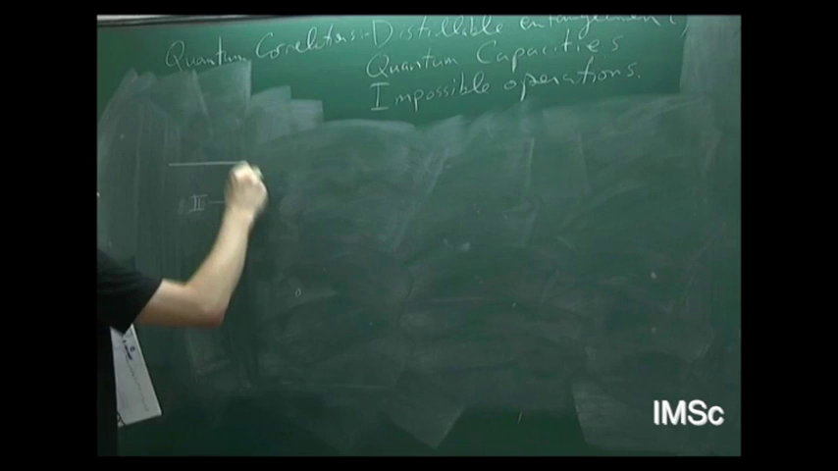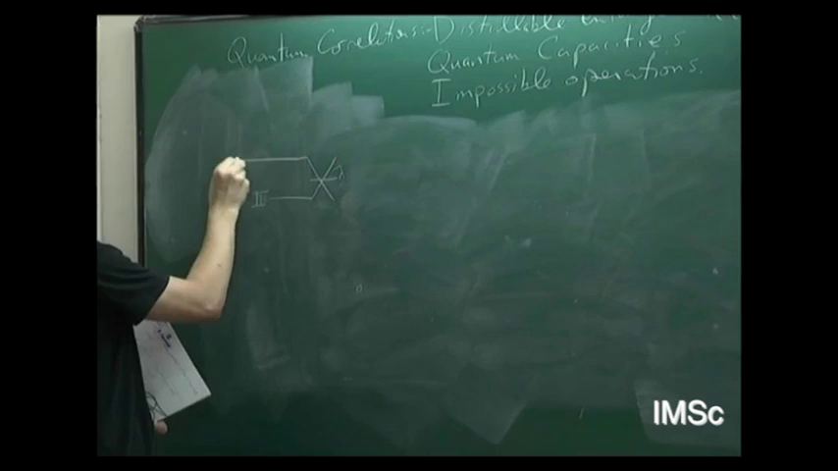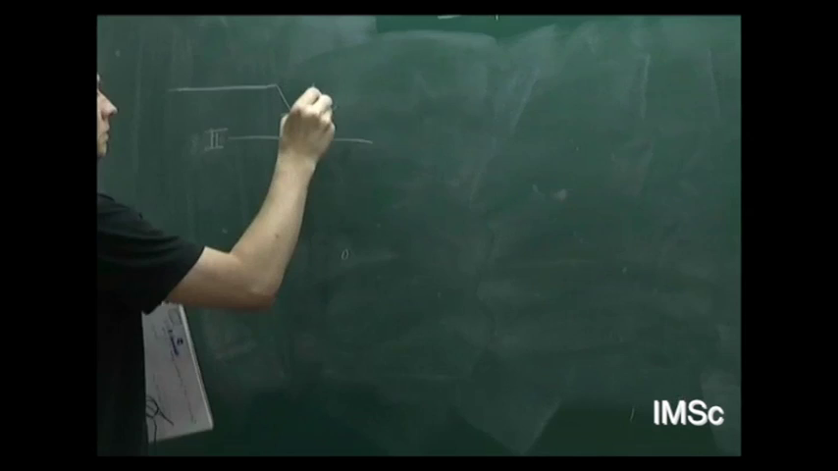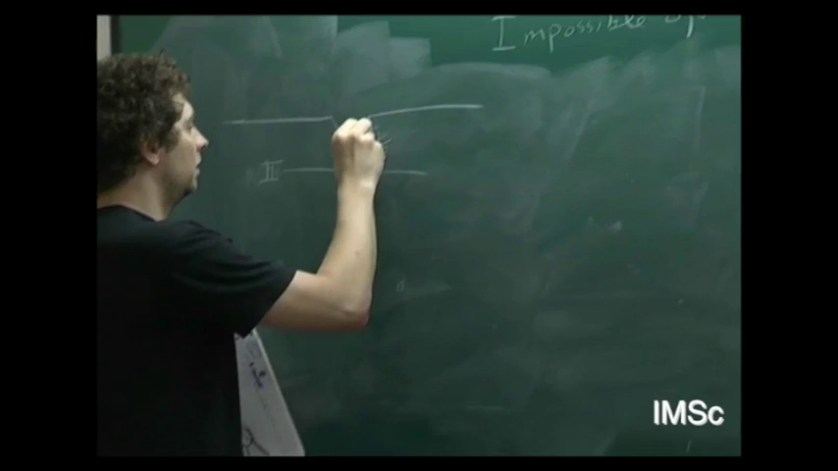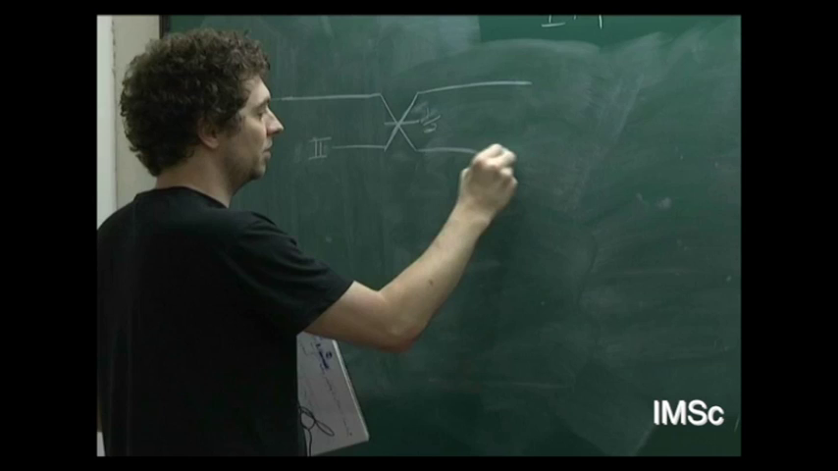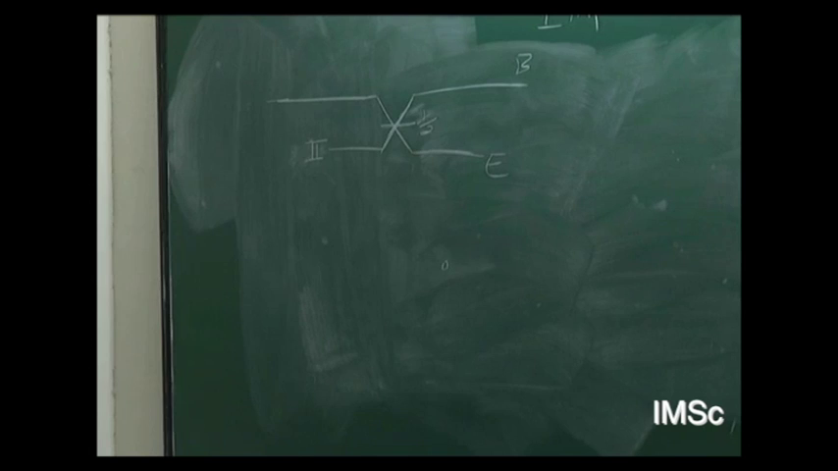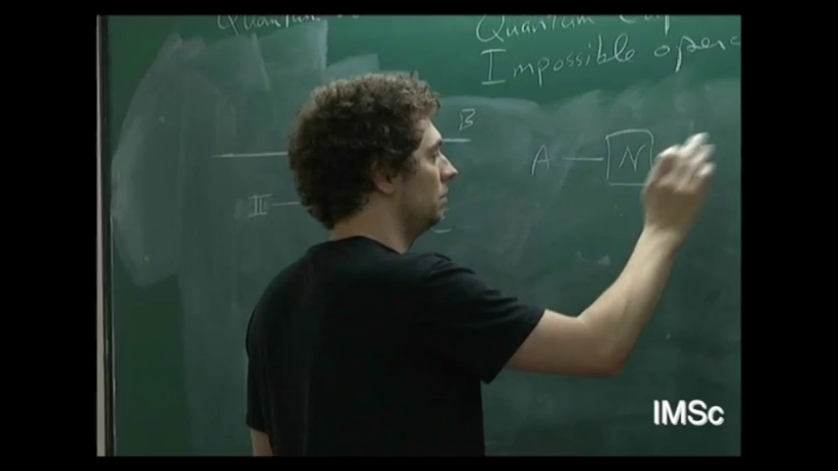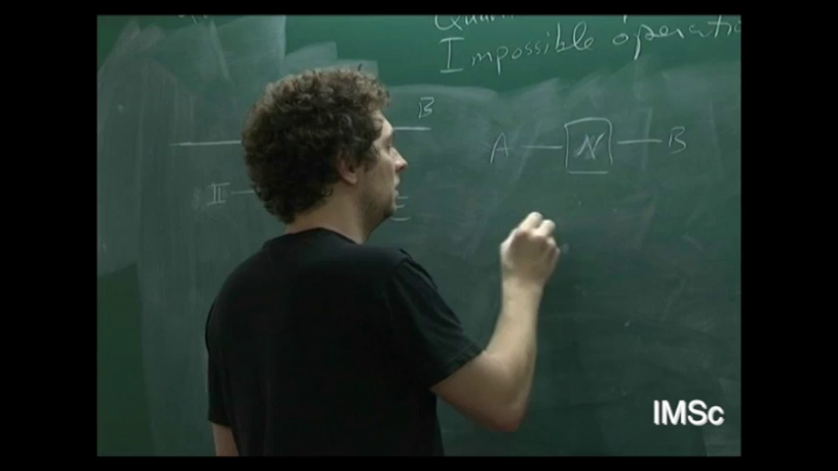I take a 50-50 beam splitter. My input state goes in here. I put a vacuum in there. And this is the environment of the channel. And this is the output of the channel. So let me call this channel just N, mapping A to B. And the isometry, I'll just call it U, and it maps A to BE.